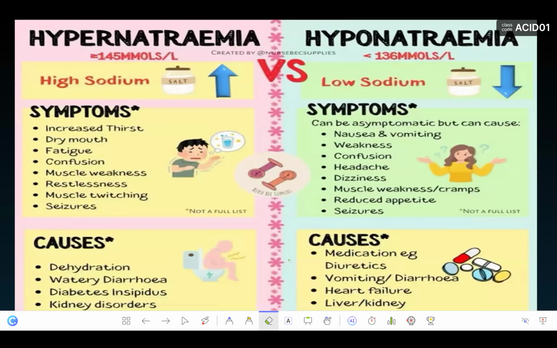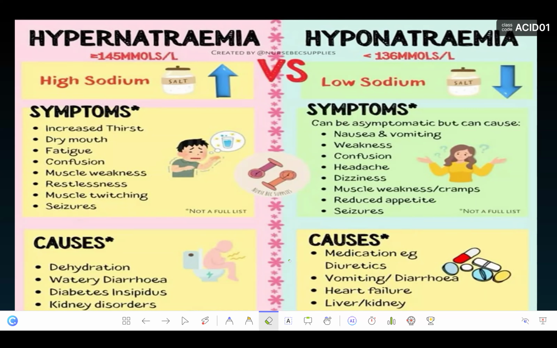So let's look at hypernatremia versus hyponatremia. In hypernatremia, we have too much salt, too much sodium. You know, natremia is sodium. Symptoms are all the symptoms that have to do with dehydration: increased thirst, dry mouth, fatigue, confusion, muscle weakness, restlessness, muscle twitching, and seizures. Some of the major causes include dehydration, watery diarrhea, diabetes insipidus, and kidney disorders.